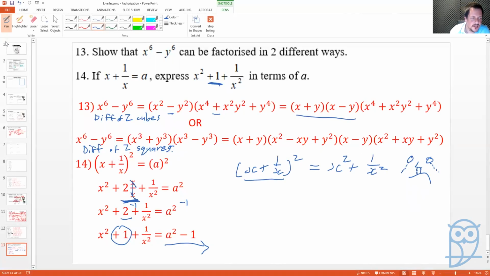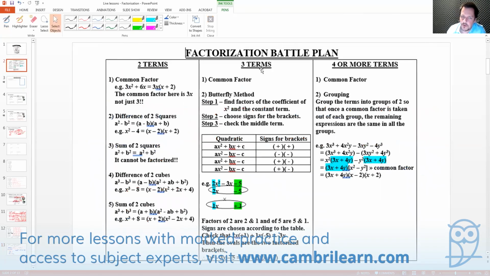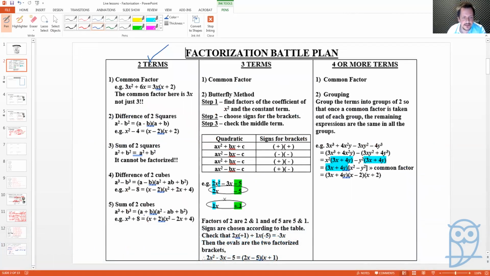All right. So I said we were going to be moving on to trinomials today. So remember the battle plan, we have now successfully completed 2 terms. You would know how to factorize anything to do with 2 terms. Now that we come to 3 terms, it gets a little bit more interesting. So first thing we need to do, always look for a common factor.